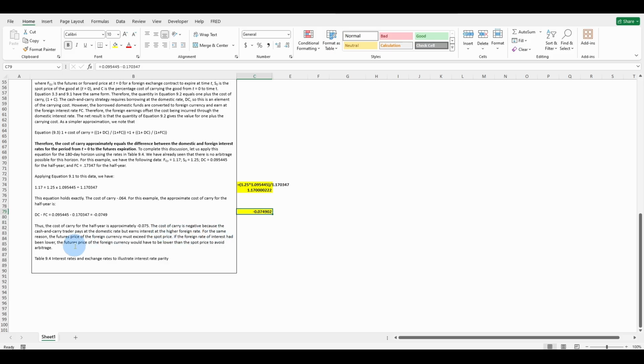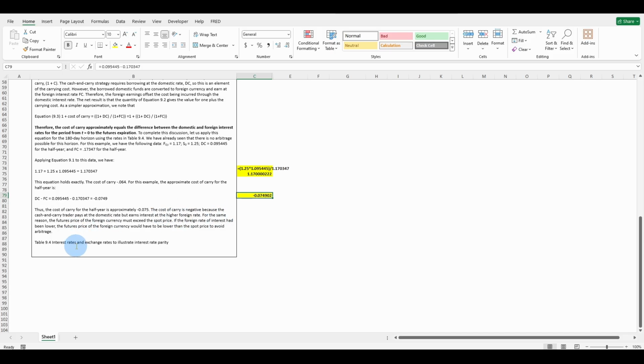For the same reason, the futures price of the foreign currency must be lower than the spot rate. If the foreign rate of interest had been lower, the futures price of the foreign currency would have had to be higher than the spot rate to avoid arbitrage.